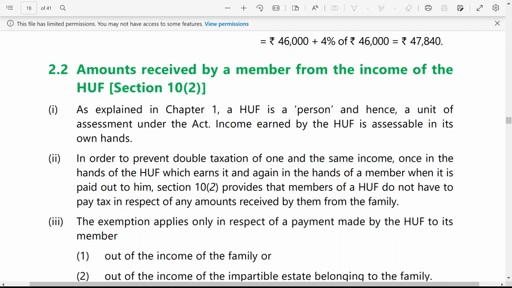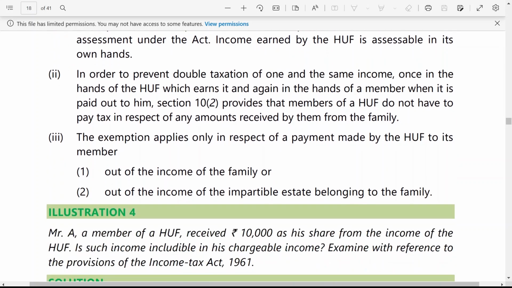Why? The logic is very simple. The logic is to avoid double taxation because the HUF is already paying tax, so there is no need to pay tax. So in case of a member, the exemption applies only in respect of payment made by the HUF to its member out of the income of the family or out of the income of the impartible estate belonging to the family.